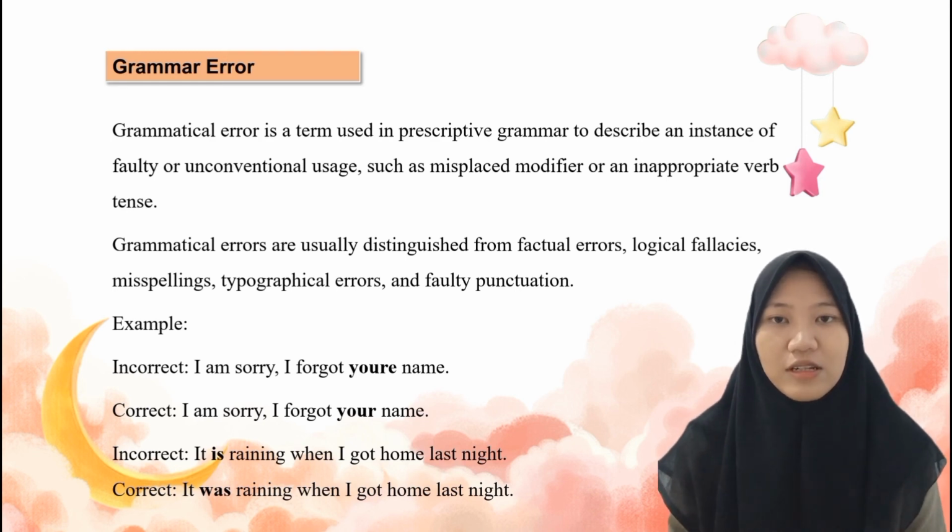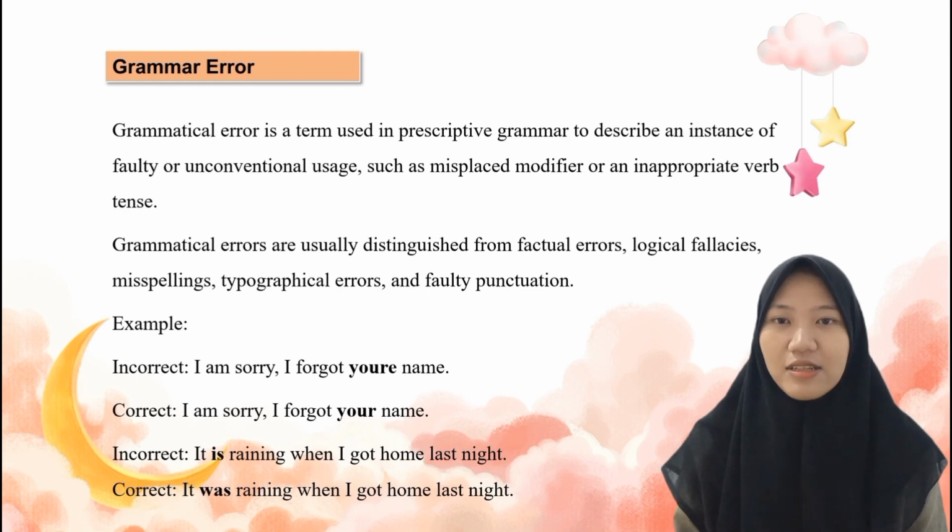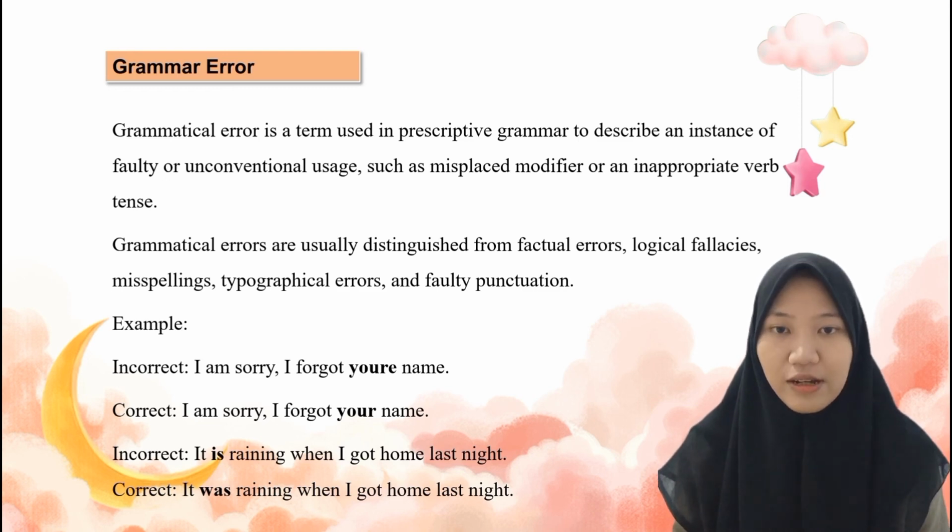The second example is incorrect: it is raining when I got home last night. The correct one is, it was raining when I got home last night. Well, in this case, the error is in tenses. It is false because the text says, I got home last night. The words last night indicate that the sentence should use past tense. So the correct one is, it was raining when I got home last night.